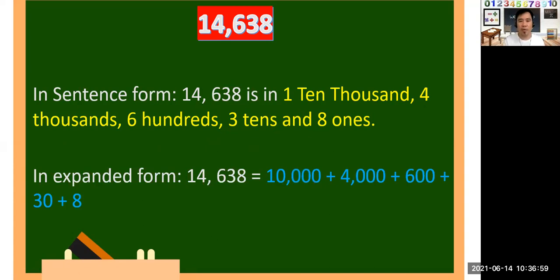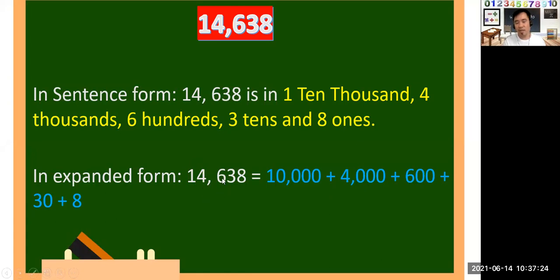Now here, a while ago, I told you that we will talk about place value and expanded form. Now we will expand this number. Again, the value of this digit is 10,000, right? So we write here 10,000. And the number four, the digit value of this number is 4,000. So we write here 4,000. So 10,000 plus 4,000 is equal to 14,000.